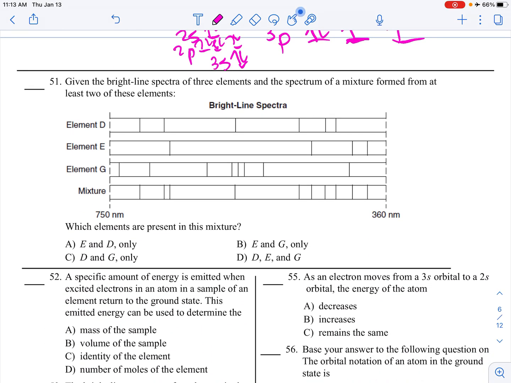Given these bright line spectra of the 3 elements, what are in the mixture? Okay, so this is only tricky because I have to follow it back up. Looks like D and E. Let's see. Is that straight? This is tough. This is tough.